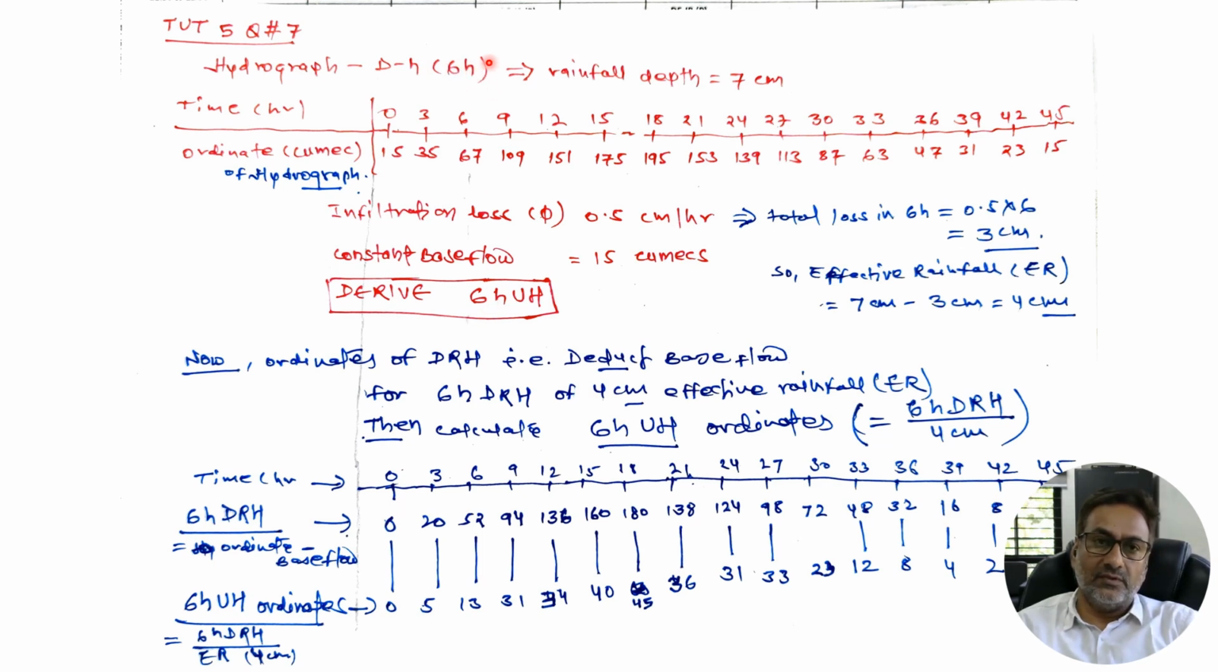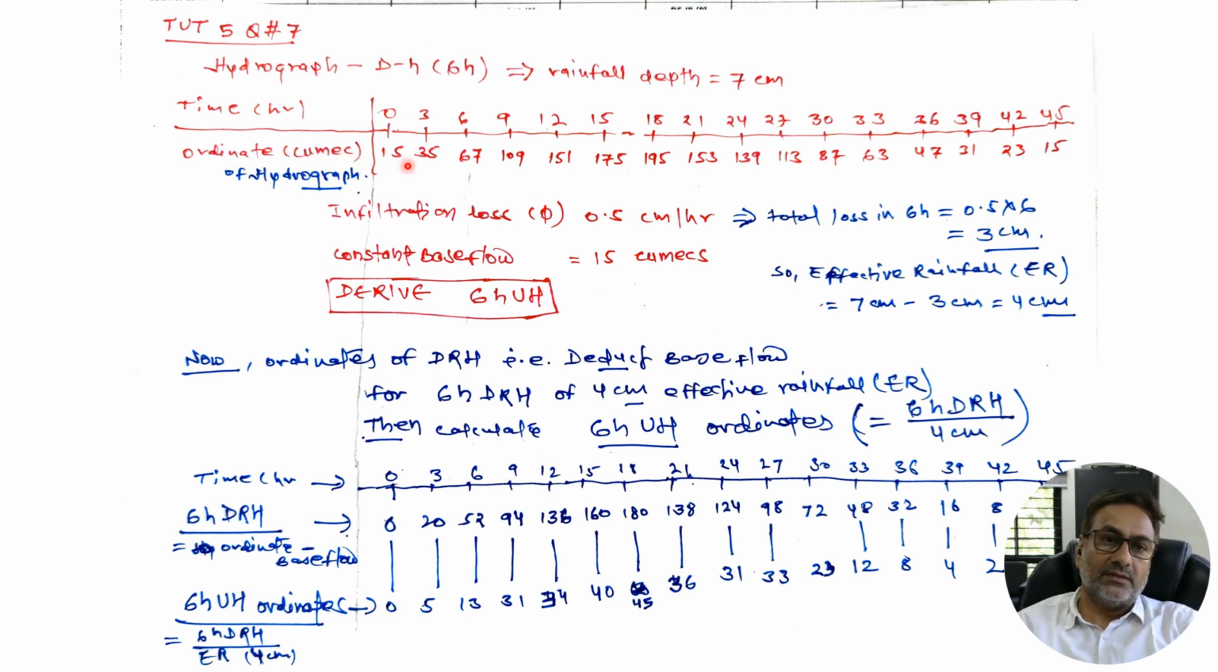So both are the same, so we need not look at the complexity of a change in the duration of the hydrograph. Rainfall depth is given as 7 centimeter. This is not the effective rainfall depth, but just the cumulative rainfall depth. We need to look at this table data very microscopically. Time is mentioned here, 0, 3, 6 hours, and then the ordinate of the hydrograph in cubic meters per second is mentioned, and these are the coordinates of the hydrograph.